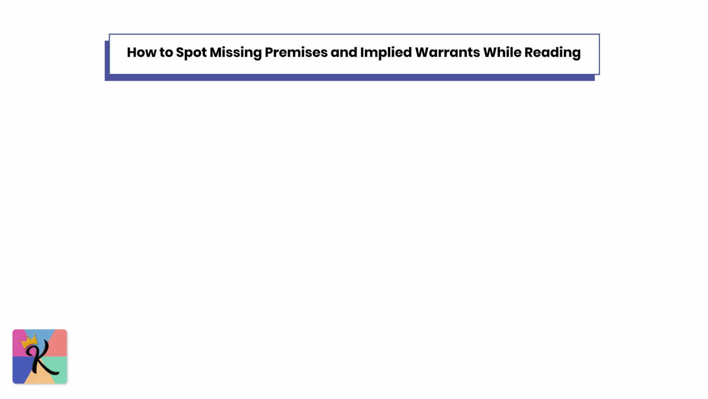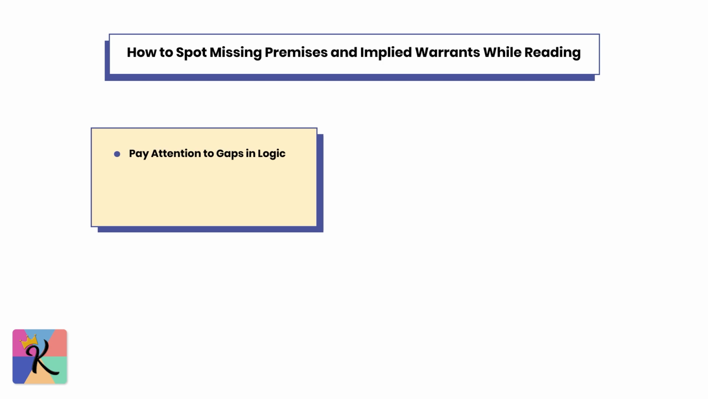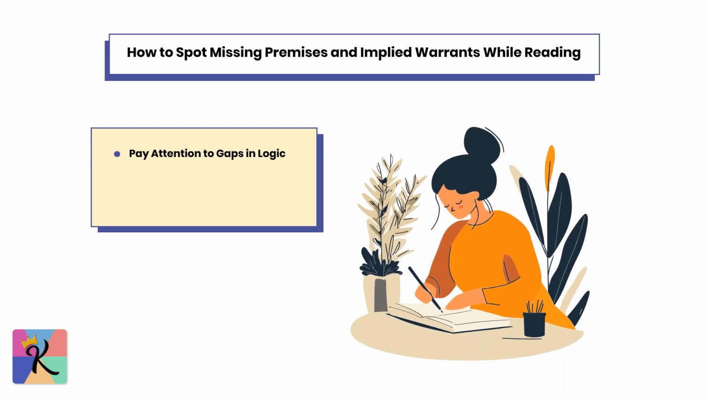While reading, now that you know what missing premises and implied warrants are, how do you spot them in a CARS passage? Pay attention to gaps in logic. If you come across a statement that feels like it's jumping to a conclusion without enough support, pause and ask yourself, what's missing here? The missing piece might be an unstated premise or an implied warrant.